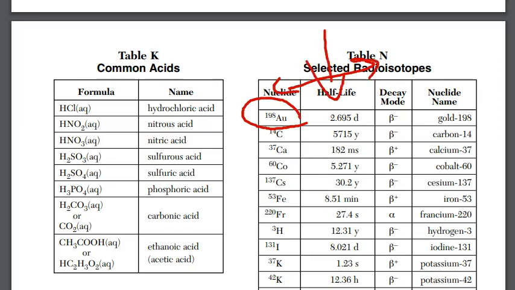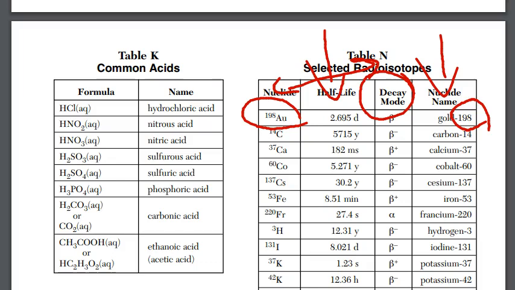We're given half-life information if we need it. Here it is, the decay mode. And of course, when we're talking about an isotope and whether or not it's radioactive, it has a specific number of neutrons. So don't forget, the mass number means protons plus neutrons.